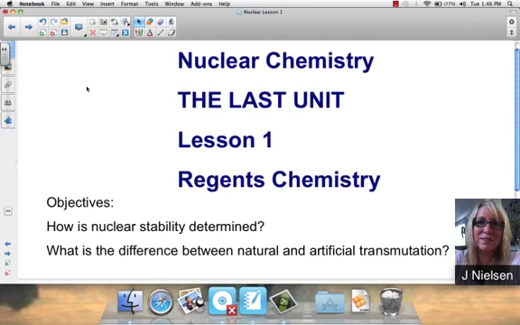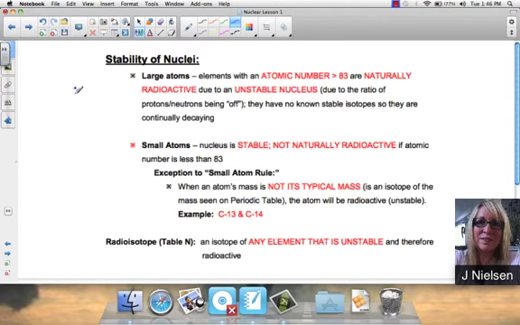Okay, this is nuclear chemistry, the last unit, lesson 1. We're going to talk about how nuclear stability is determined today and what the difference is between natural and artificial transmutation. So, the stability of nuclei.